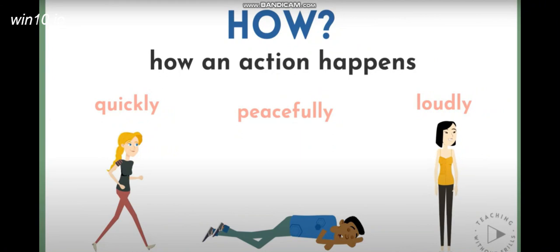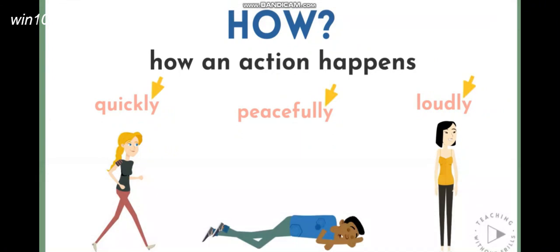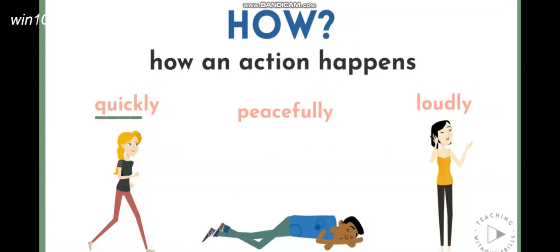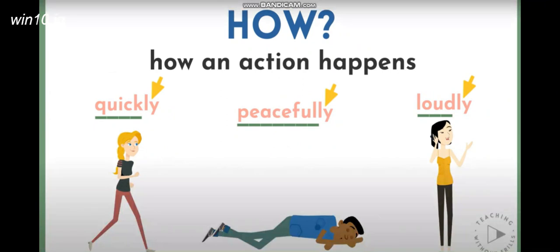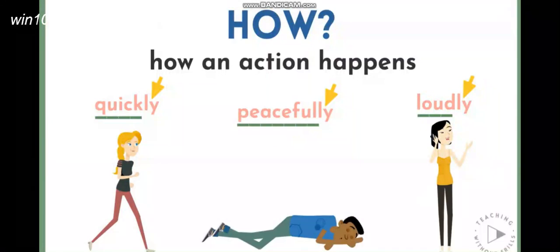Oh yeah, they all end in ly. Quick, peaceful, and loud are all adjectives that can describe nouns. But when we want to describe a verb, we often add an ly on the end. Yes, quick, peaceful, and loud are adjectives, and by adding ly to them, they become adverbs. Can you think of some other adverbs that end in ly?